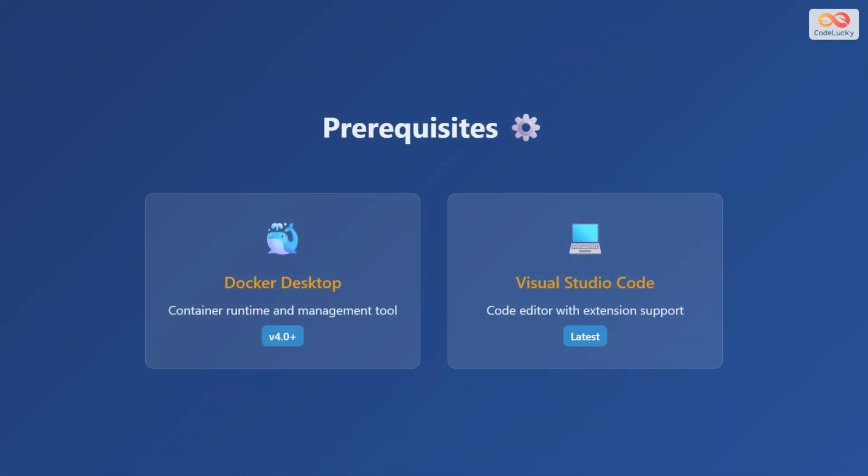Before we dive into setting up our development environment, there are a couple of prerequisites. First, you'll need Docker Desktop, a container runtime and management tool. It's recommended to have version 4.0 or later. Secondly, ensure you have Visual Studio Code, which is a code editor with support for extensions. Having the latest version is always a plus for compatibility and features.